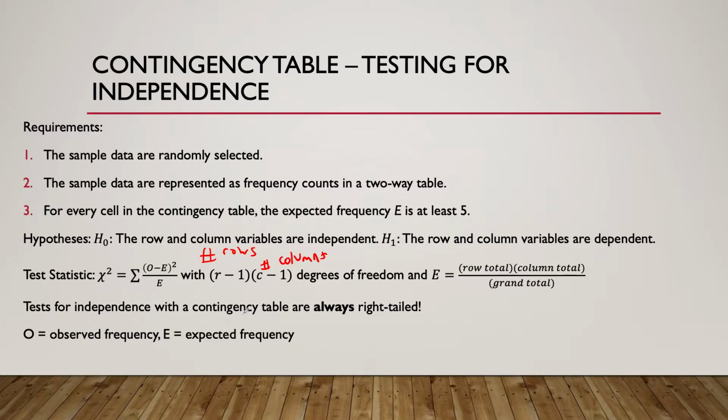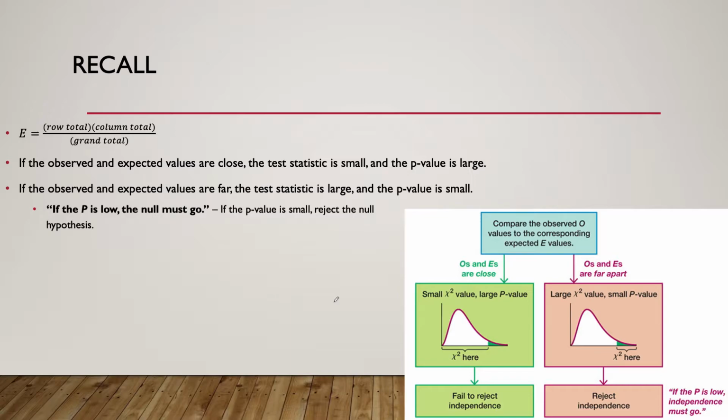The test for independence of the contingency table is always right-tailed. O is the observed frequency and E is the expected frequency. If the observed and expected values are close, the test statistic is small and the p-value is large. If the observed and expected values are far apart, the test statistic is large and the p-value is small. If the p is low, the null must go, and with the p-value being small, we would have dependence as opposed to independence.